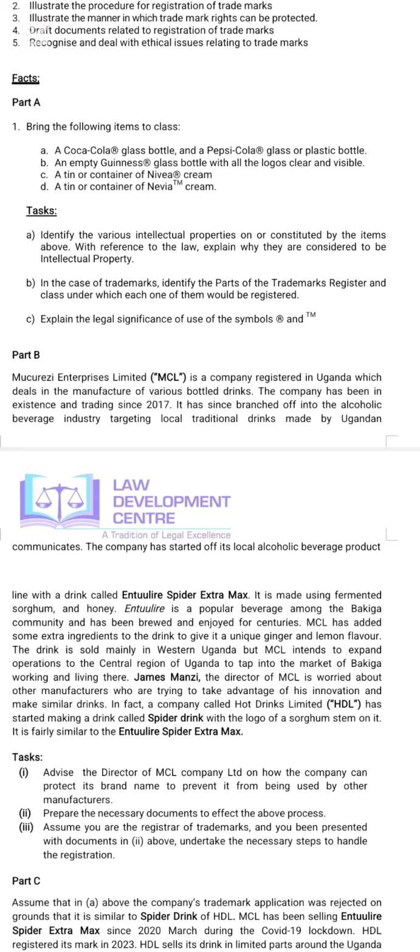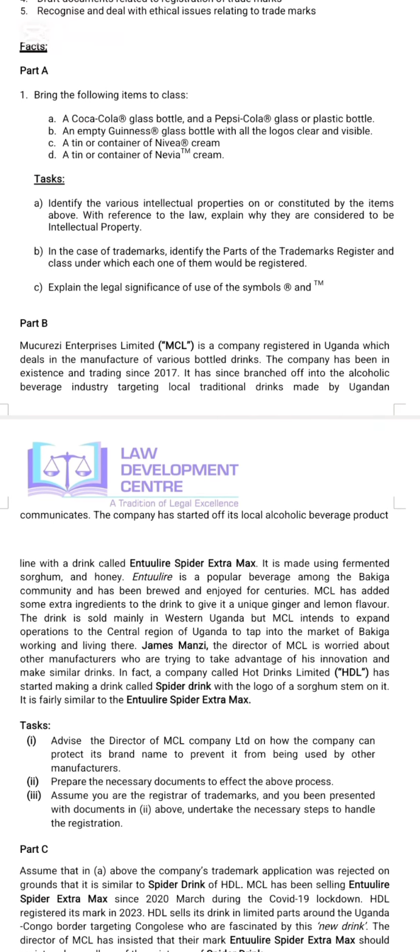B. In the case of trademarks, identify the parts of the trademarks register and the class under which each one of them would be registered. So we have the classes of registration under the Act. If you look in the Act, you would see the classes which are provided for registration. You have Class A and other classes under the Act. So you enter the specific good in the class which is being provided for by the Act. When you look at these acts and regulations, you look at these classes.